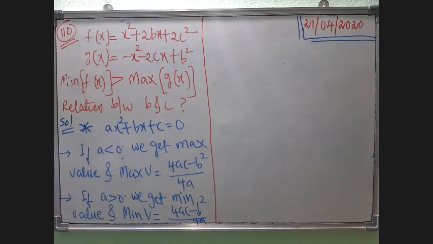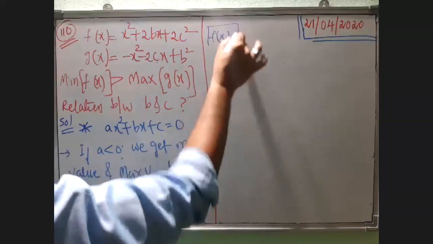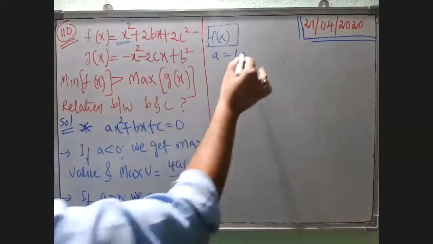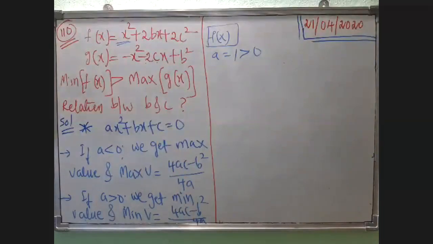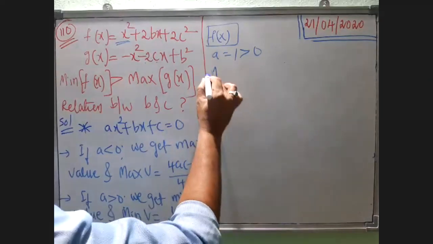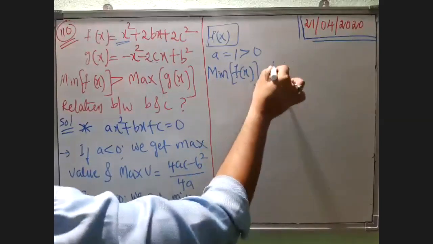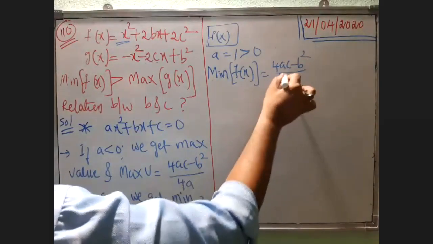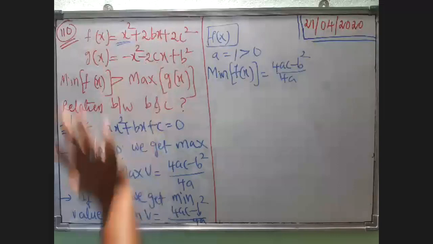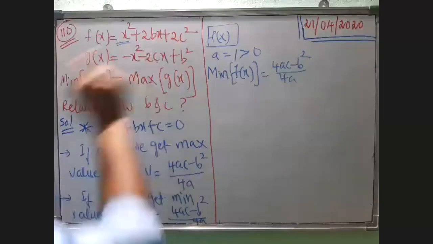So, if you see the first function, f of x, what is a there? A value equal to 1. I mean the x square coefficient, which is clearly greater than 0. So, you get the minimum value of f of x. The formula is 4ac minus b square by 4a. And you should know that a, b, c are the x square coefficient, x coefficient and constant term. A value is 1, b value is 2b, c value is 2c square.